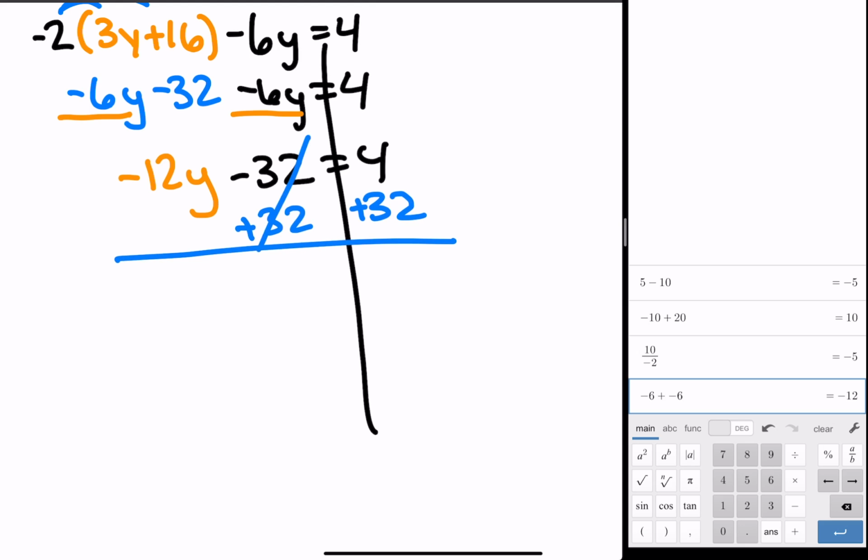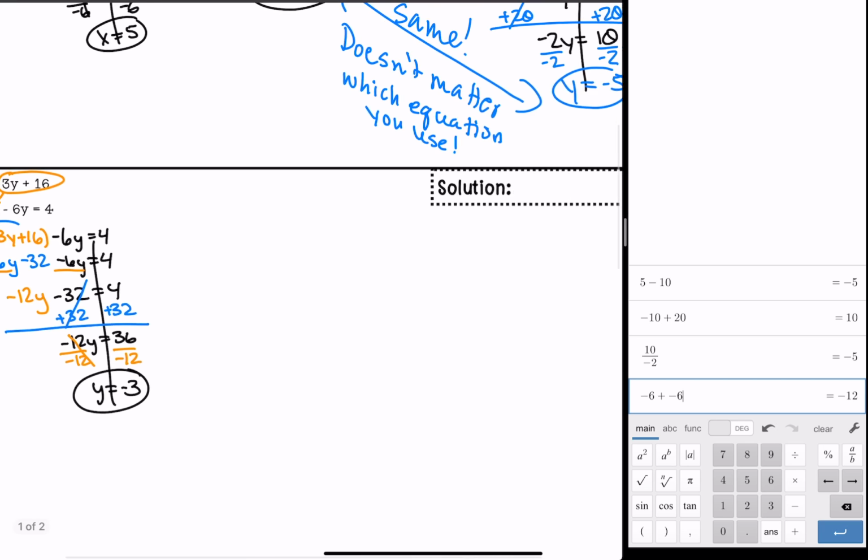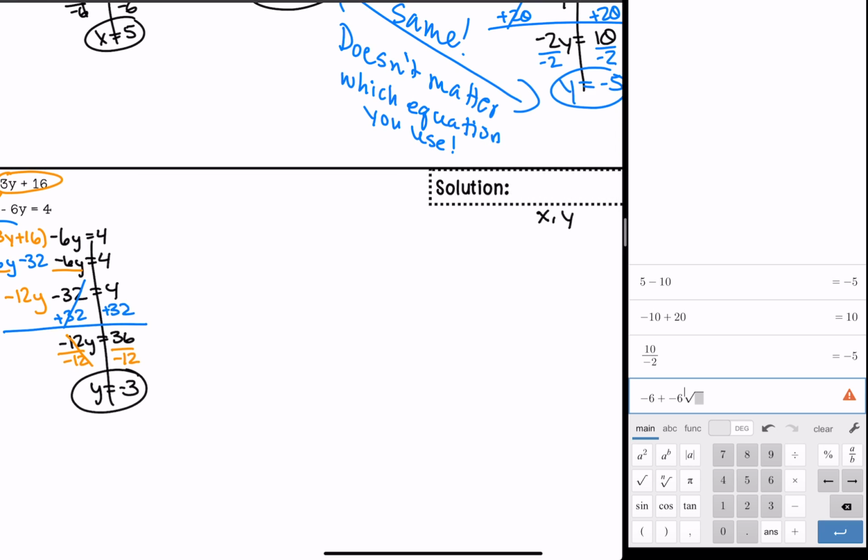This cancels. We're left with negative 12y equals 36. Divide away that negative 12 on both sides. This leaves you with y equals negative 3. So y's number is negative 3. So let's write that. Ordered pair is always going to be x, y. Negative 3 is our y value.